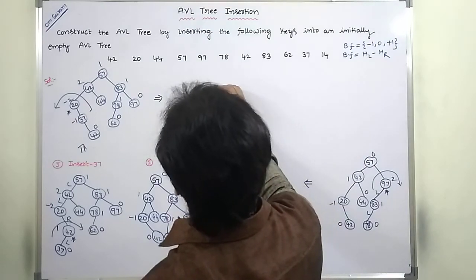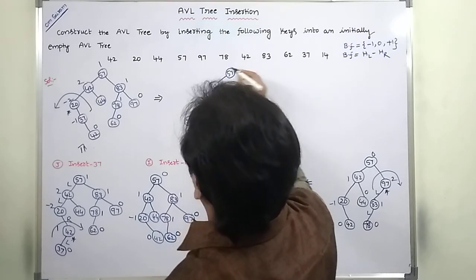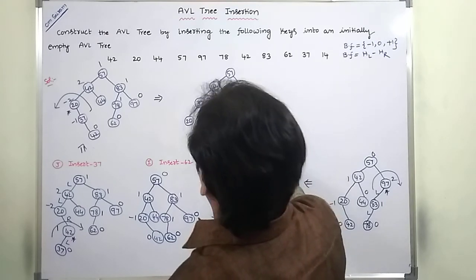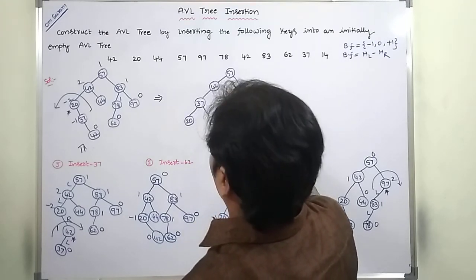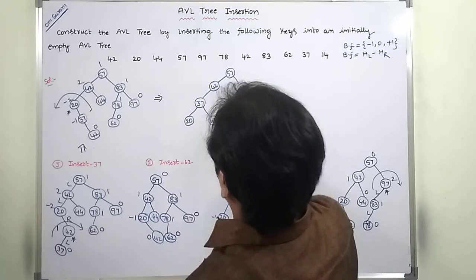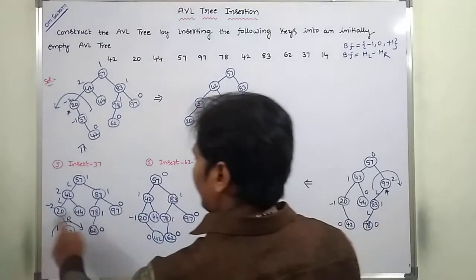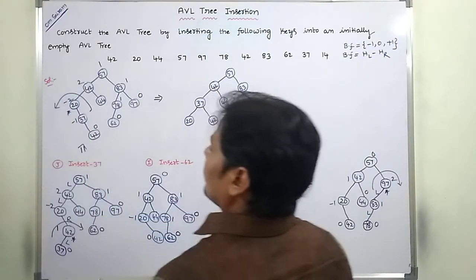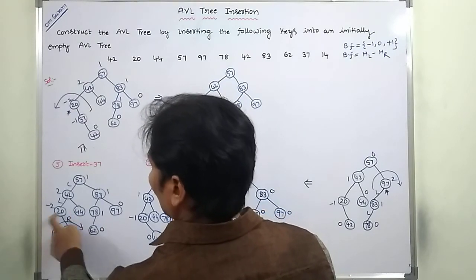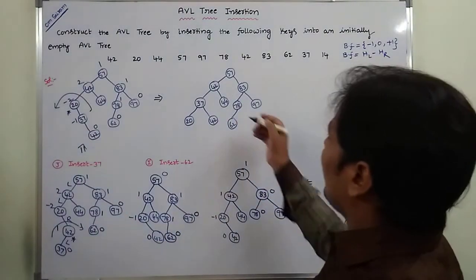Now here this is 42 and this is 57 and this is 83 and its left child is 78 and its right child is 97, and here this is 62 and 42 right child is 44. So after performing right rotation, after performing left rotation, because here RL rotation is there, in the RL rotation first we have to perform the right rotation, next we have to perform the left rotation. Now we are getting this tree.